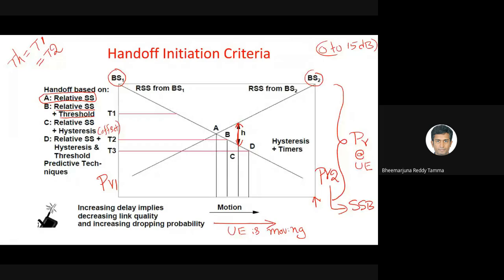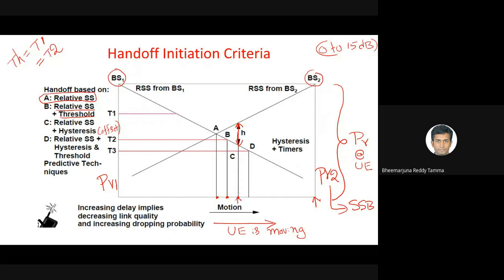So because of that, in this case, when the user is at point A, there won't be any handover. Even when the user is at point B, there won't be any handover. Only when the user is at point C, because you not only see that PR2 is greater than PR1, the difference between these two powers is greater than the hysteresis margin. So that way here you see the handover.